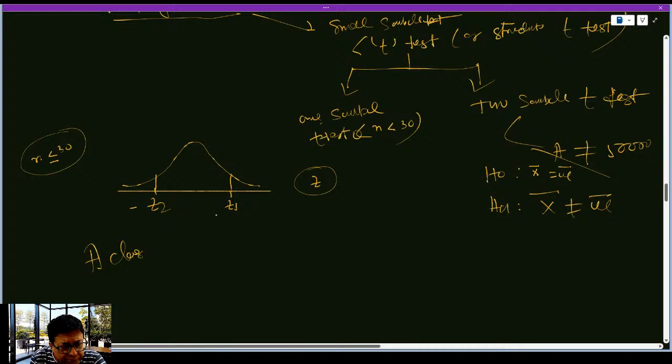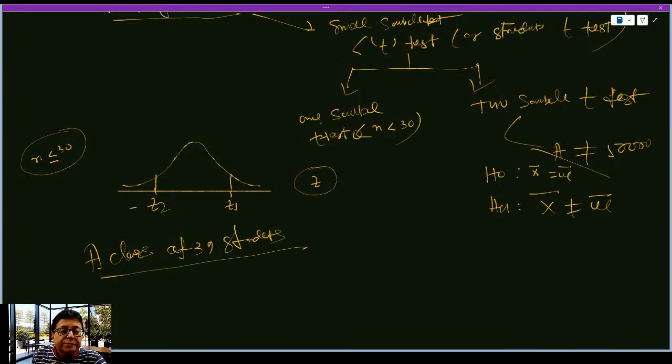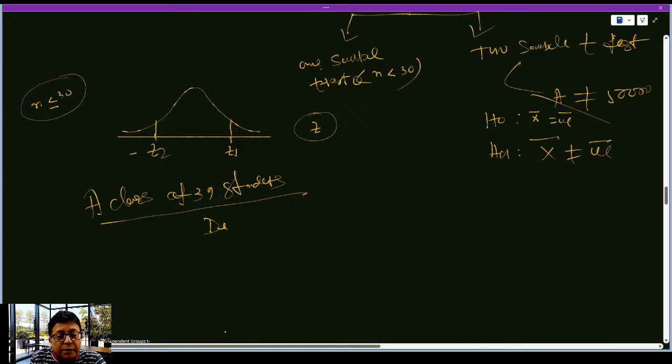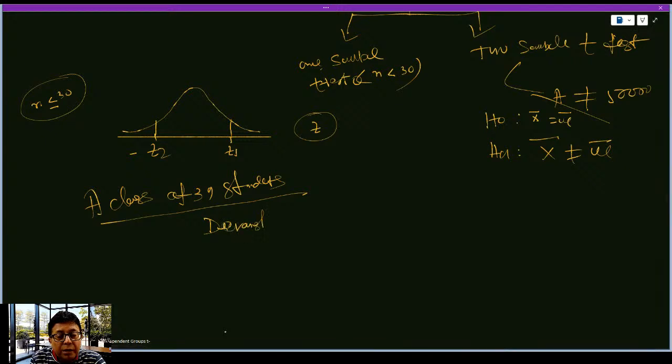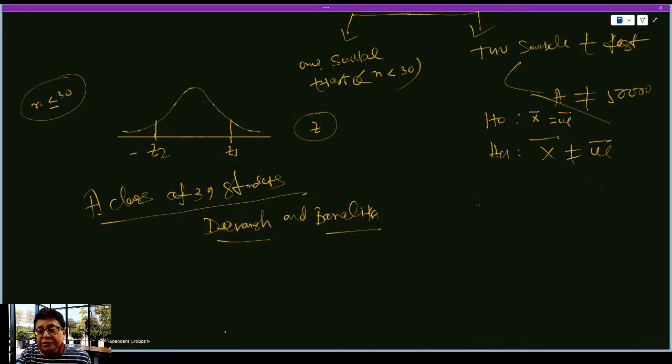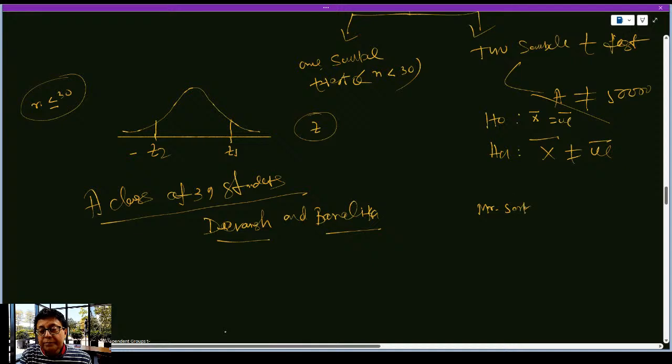There is a class of 39 students. Two students are there, Devans and Bonalika, and a teacher whose name is Mr. Sarkar. Okay? What error can be there, that I am going to tell you. What error?